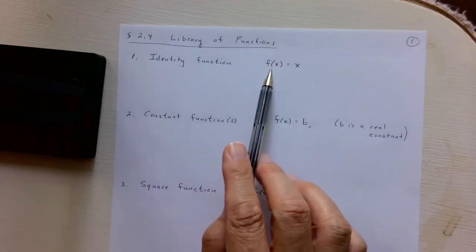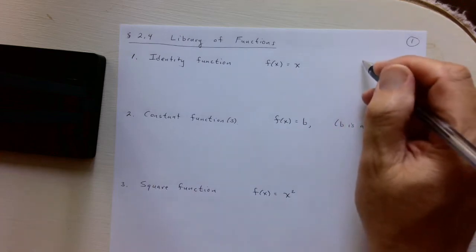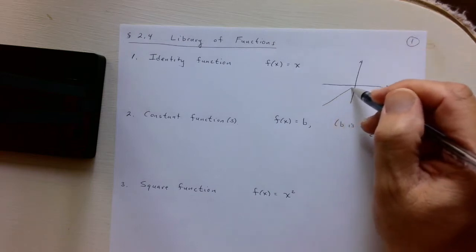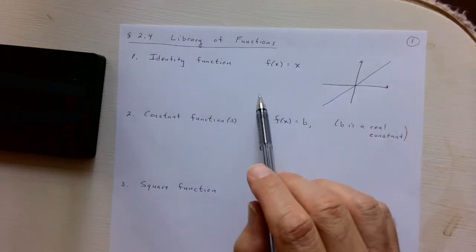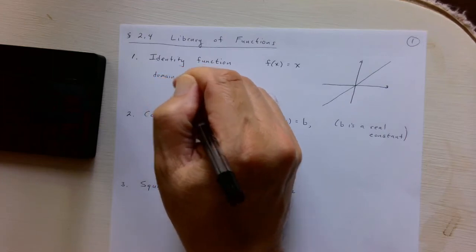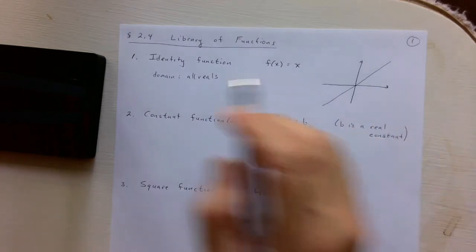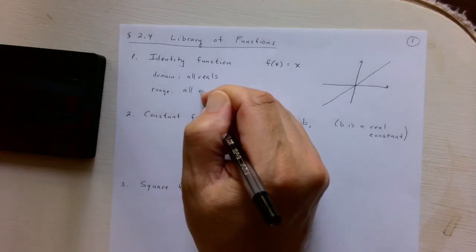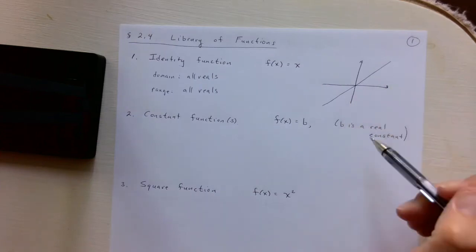That's just the function that sends x to x. And the graph, of course, is just going to be the graph of y equals x. And I think we've seen that before. Obviously, the domain is all reals, and the range will be all reals. And we can also see that this function is increasing everywhere.